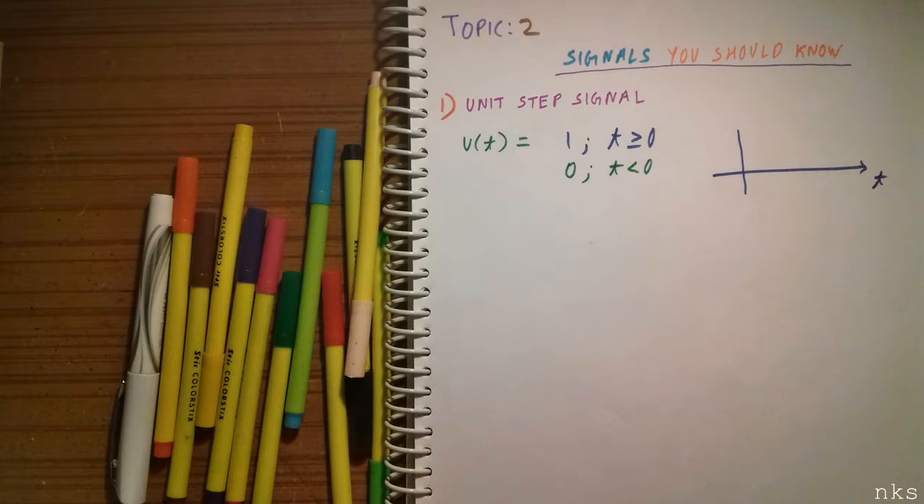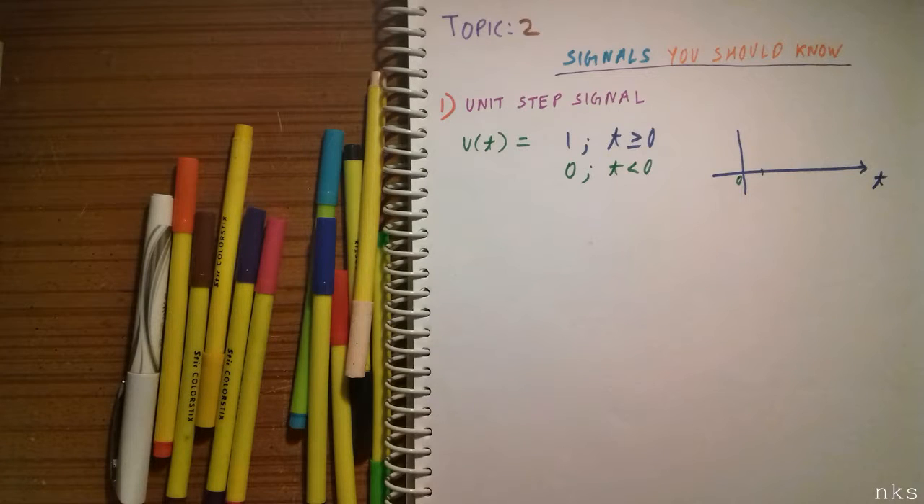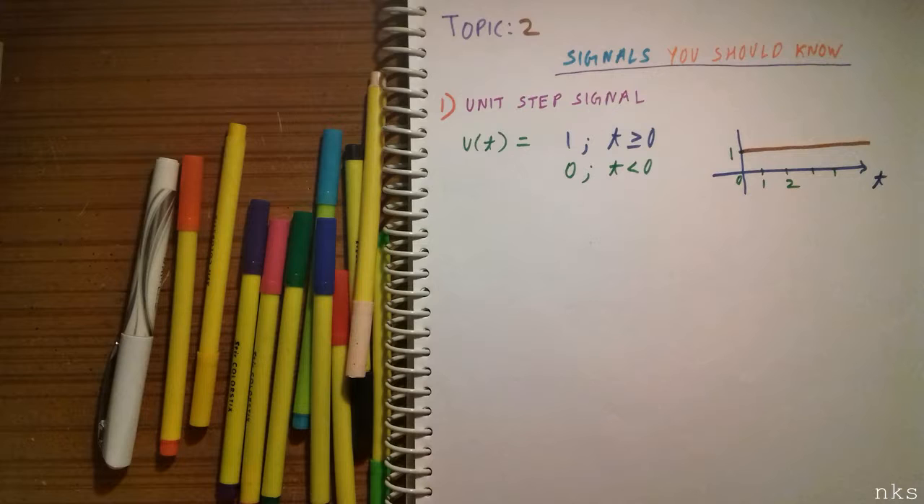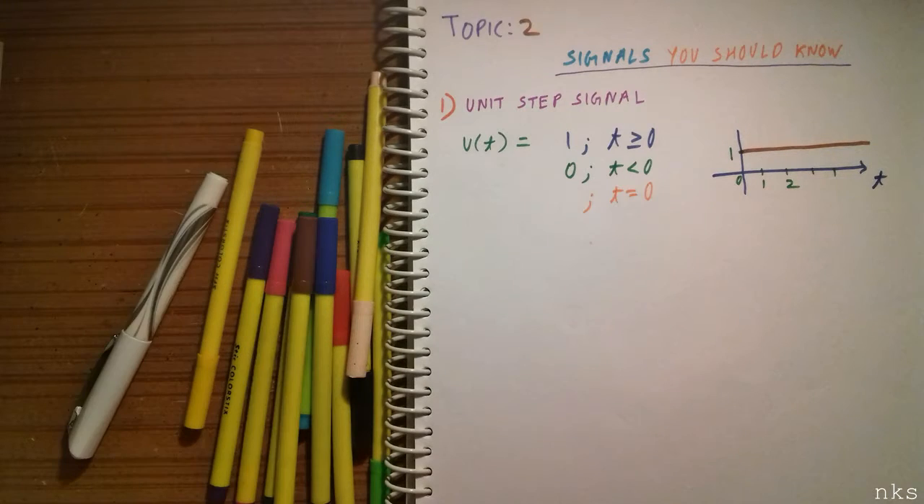So by following this statement, for t greater than or equal to 0 it is 1, and for t less than 0 it is 0. We will draw it like this. If somebody asks you what is the value of the unit step signal at t equal to 0, you will say it is 1/2. This we do because we sometimes need the value of the unit step signal at t equal to 0 while doing mathematics. So that's why we need this.